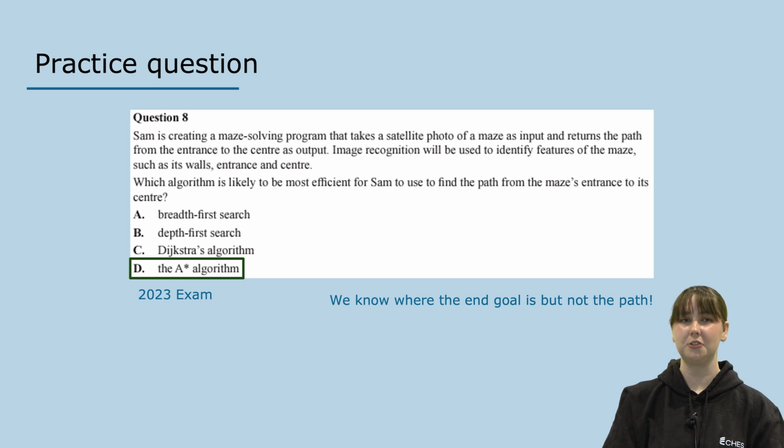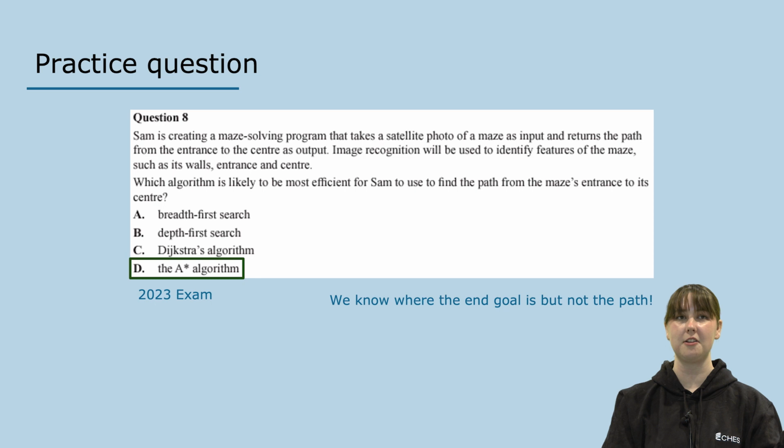Now let's look at some practice questions. So this is the only practice question we have, and this is from the 2023 exam. And let's have a look at this question. So Sam is creating a maze-solving program that takes a satellite photo of a maze as an input and returns the path from its entrance to the center as an output. So the center is our end. Image recognition will be used to identify features of the maze, such as its walls, entrance, and center. What algorithm is likely to be most efficient for Sam to use to find the path from the maze's entrance to its center? So let's have a think about this question.